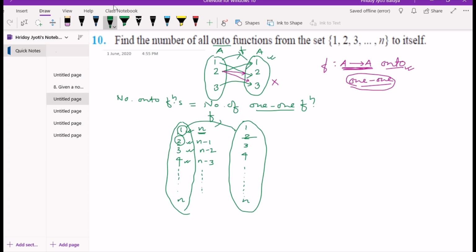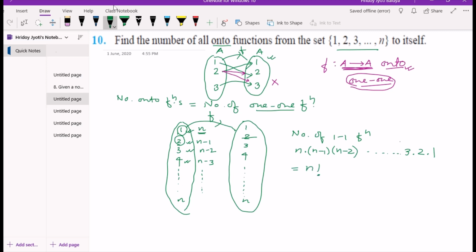So what will be the number of one-one functions then? The number of one-one functions from A to A, if this given set is A, and the set runs to itself. We have learned these things in permutation in class 11. By the fundamental principle of counting, the product of all this: n into n minus 1 into n minus 2 into n minus 3, and so on till 3 into 2 into 1, right? What is this? This is a well-known expansion. It is nothing but n factorial.